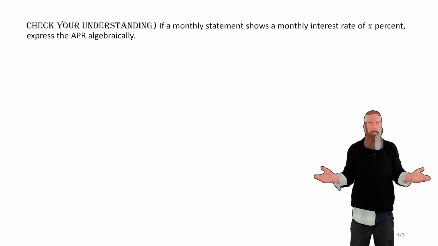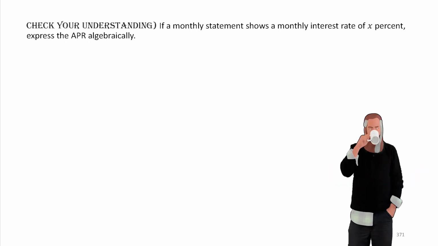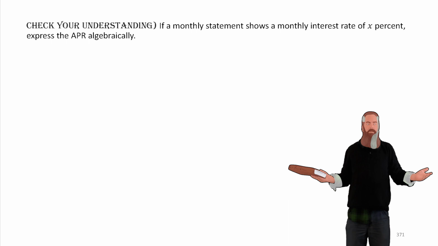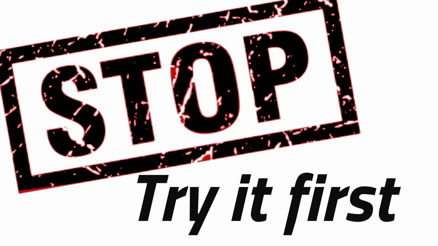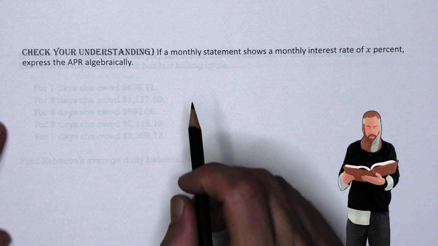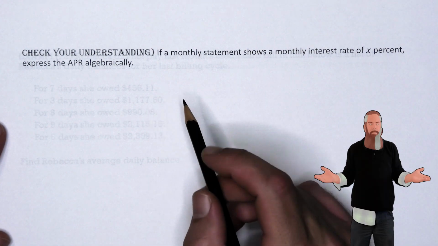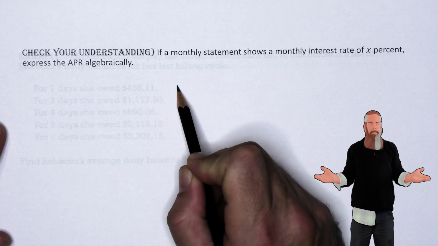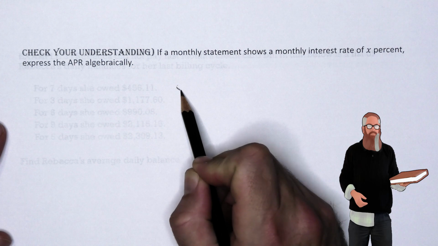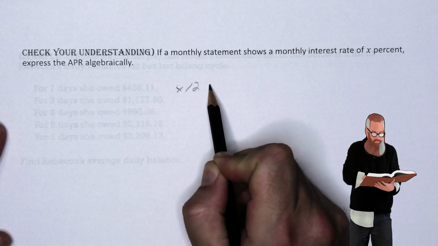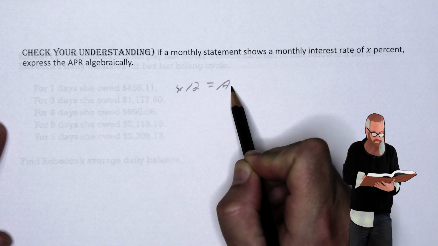Let's check our understanding. If a monthly statement shows a monthly interest rate of X%, express the APR algebraically. Well, in the last example, we had the APR divided by 12 to get the monthly. So if we take the monthly rate of X and multiply it by 12, then we will get the annual percentage rate.